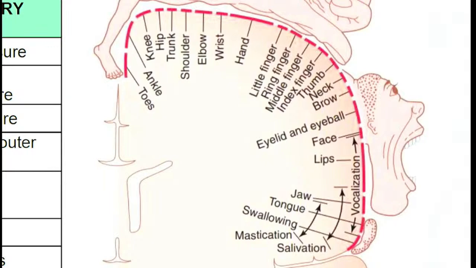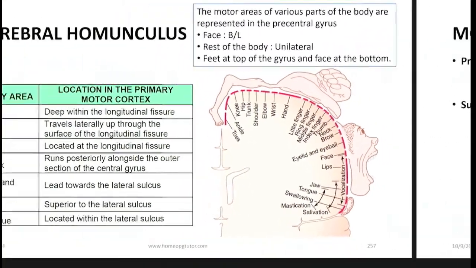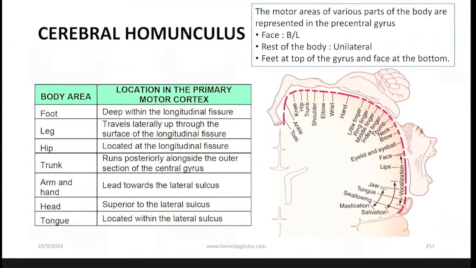Arms and hands are towards the lateral sulcus. Superior to the lateral sulcus we have the head, and the tongue is located within the lateral sulcus. So this is just information on the cerebral homunculus. It might not have been asked till date, but if at all they ask it, you might have to know.